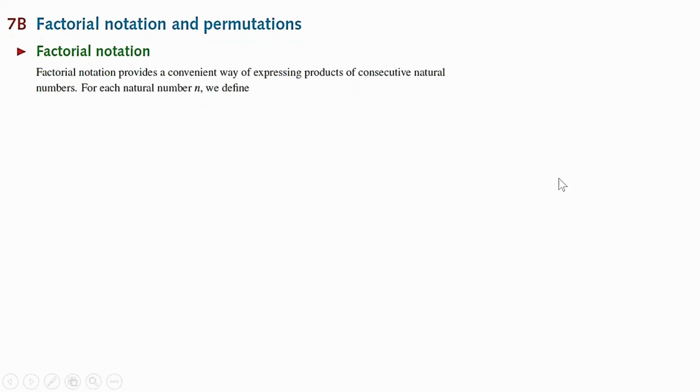Let's start off. Factorial. Factorial and permutations. First, we're going to understand what factorial is. Factorial notation basically provides a convenient way of expressing products of consecutive natural numbers.